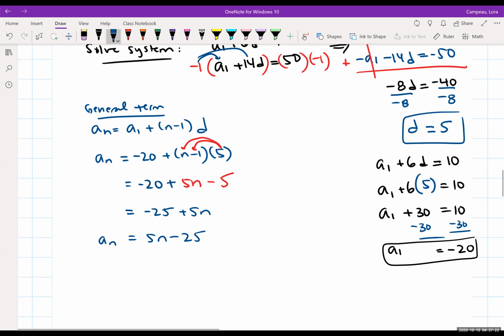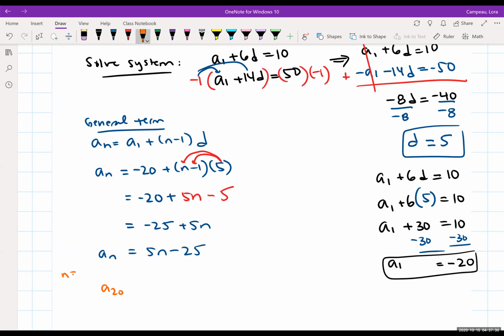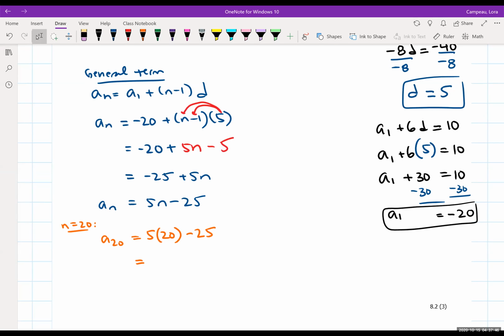So at the end, what we were trying to find was a sub 20. If we want a sub 20, that's when we let n equal 20. So that's going to give us 5 times 20 minus 25. 5 times 20 is 100. Double check that on me, I'm pretty sure we're good. And from there, subtract off 25. We should get the 20th term, which is 75. So that is the final answer that they want from us: what is the value of the 20th term?